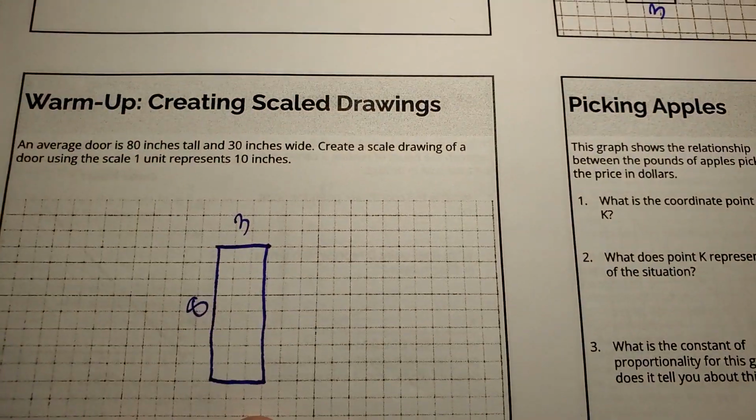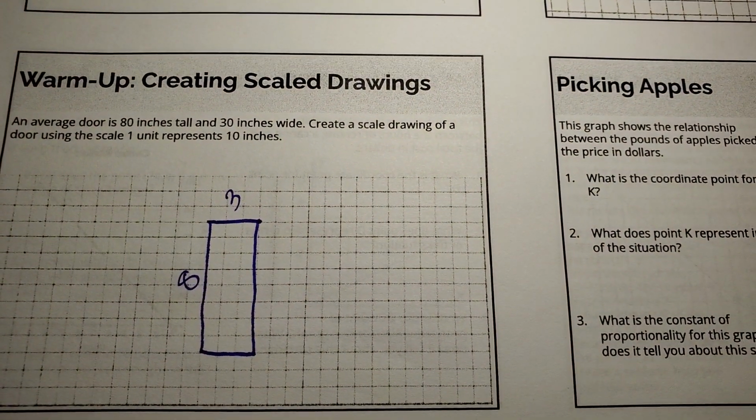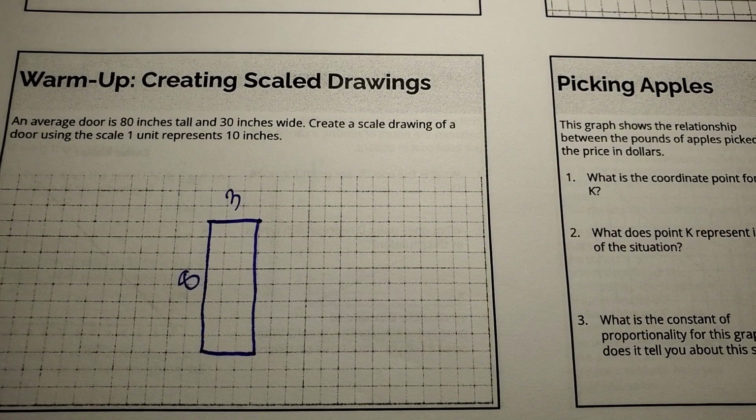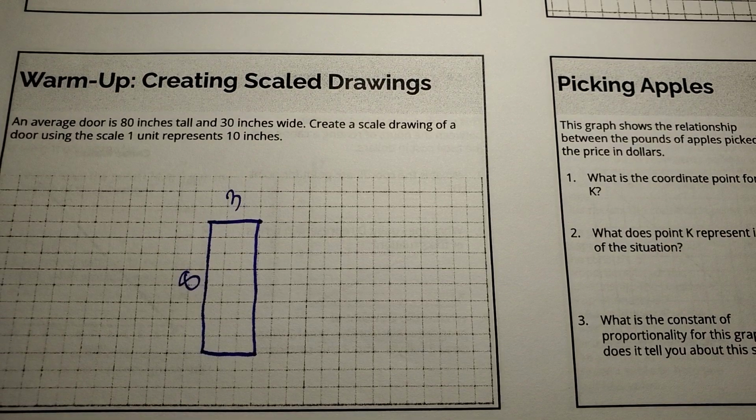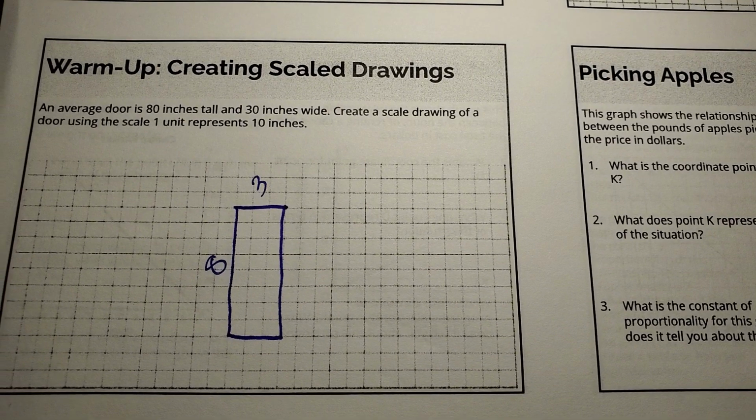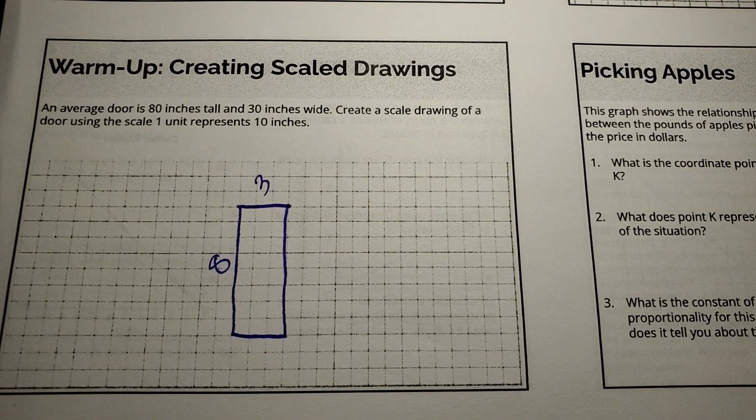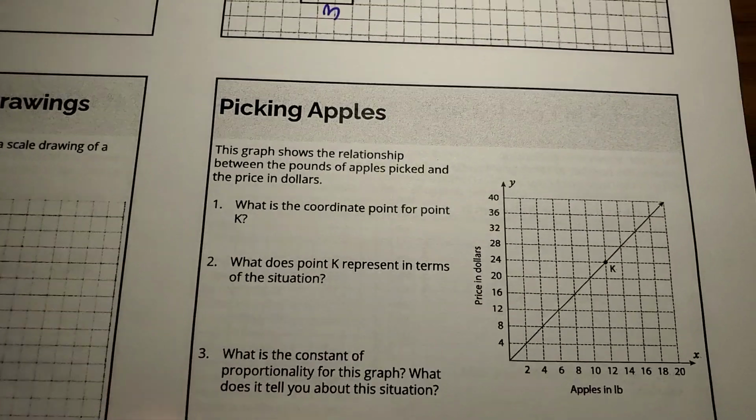And this is what your scale drawing should look like. It does not matter if it is tall or if it is long. It does not matter which way you have your rectangle, as long as it's an 8 by 3. Okay, double check all your sides. And let's go ahead and move on to picking apples.